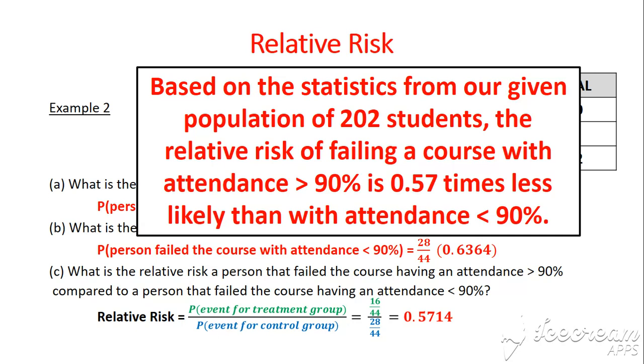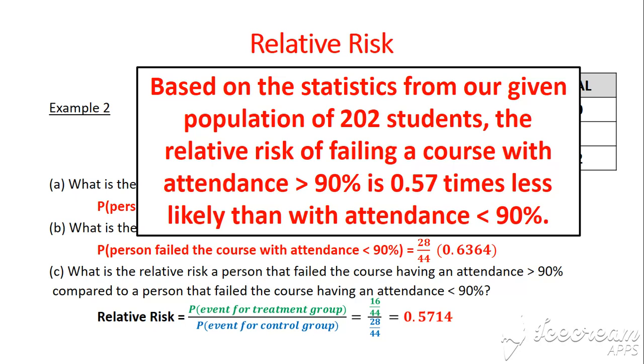So here's our final statement. Based on the statistics from our given population of 202 students, the relative risk of failing a course with the attendance greater than 90 is 0.57 times less likely than those with attendance less than 90%. In other words, you're 0.57 times less likely to fail if your attendance is greater than 90.